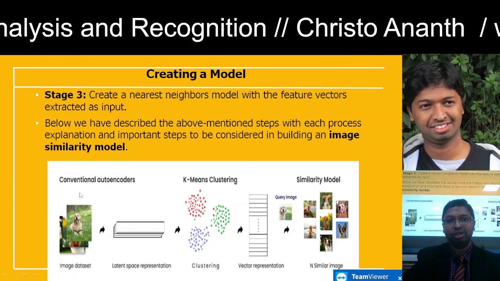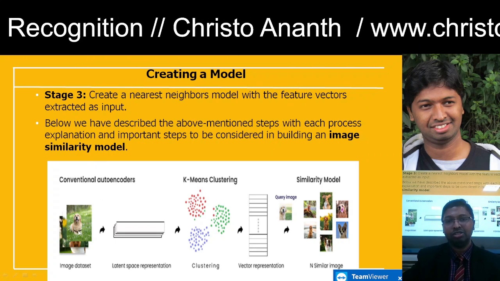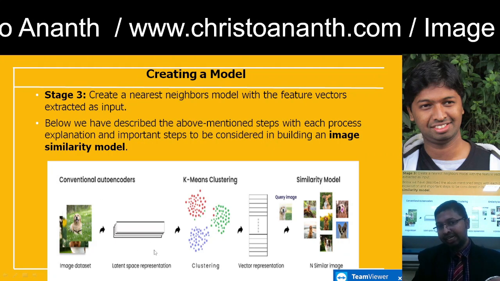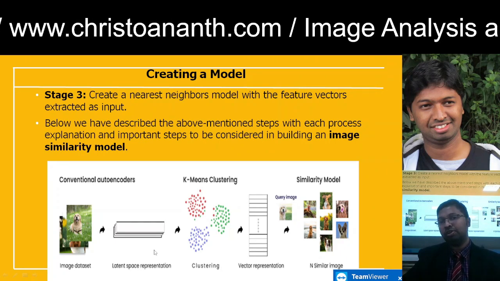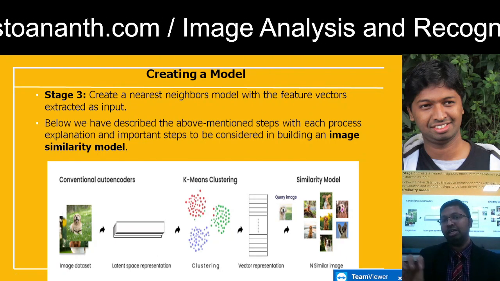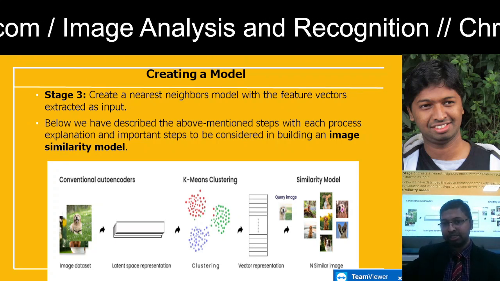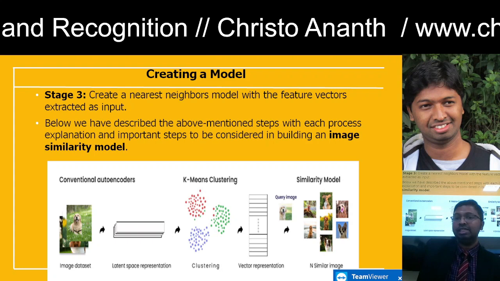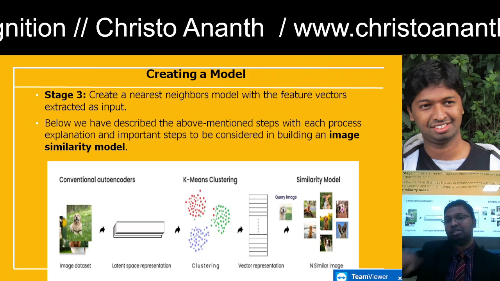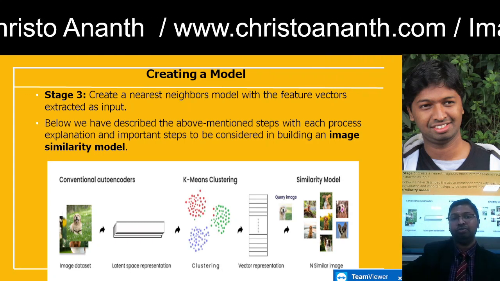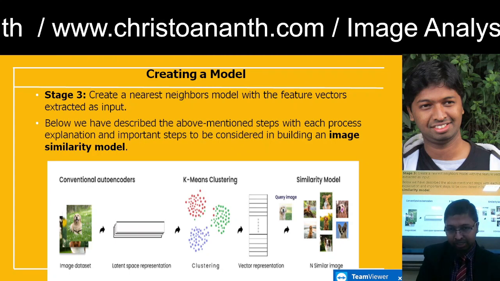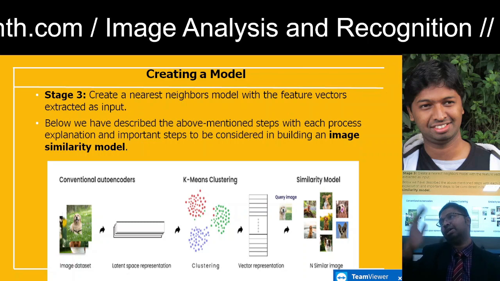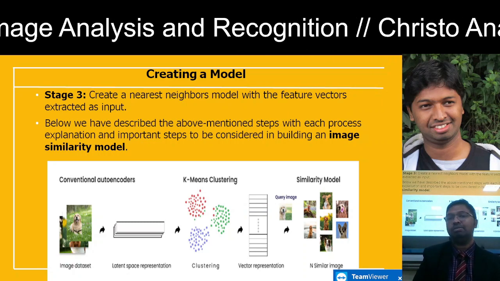For example, here you will have convolutional auto encoders. The image data set is converted to a latent space representation, and from that clustering is done, and from that vector representation, it goes to the query image and then the similarity model. So this is how it goes: image data set, latent space representation, clustering, vector representation, and similar images.